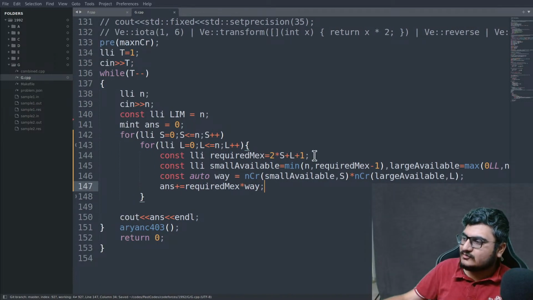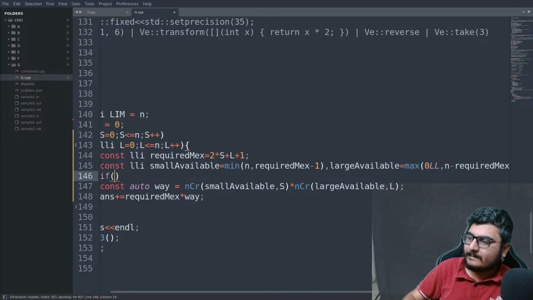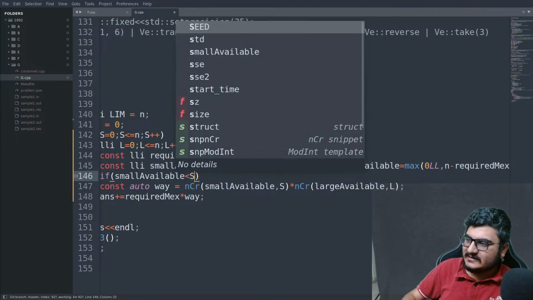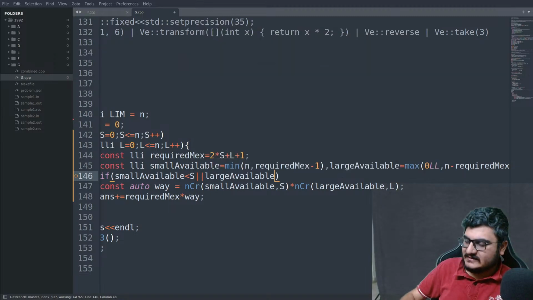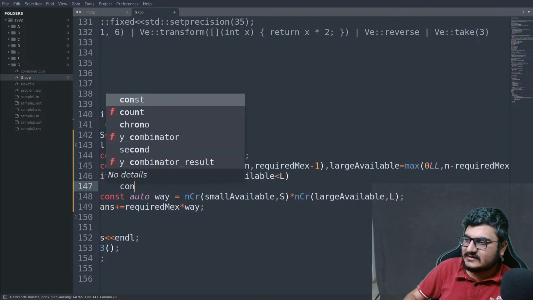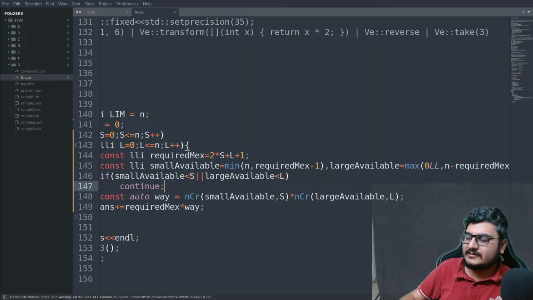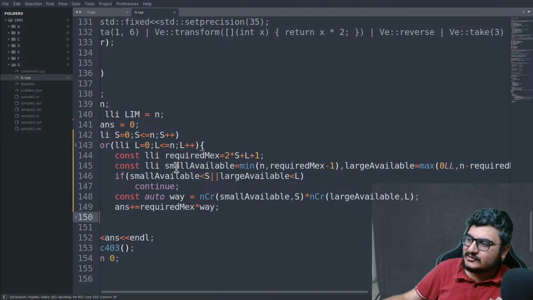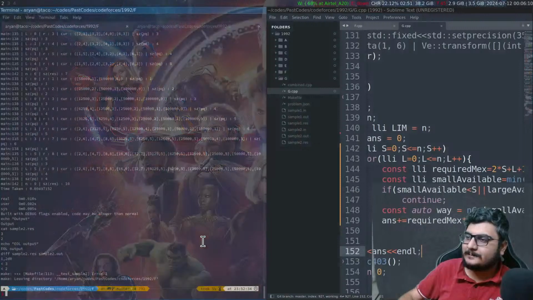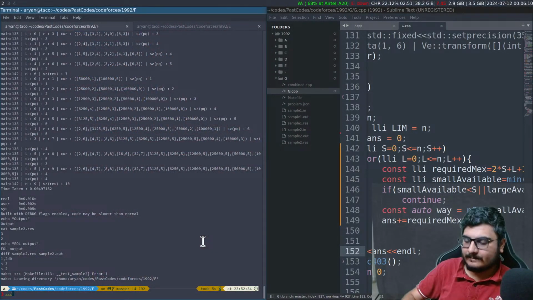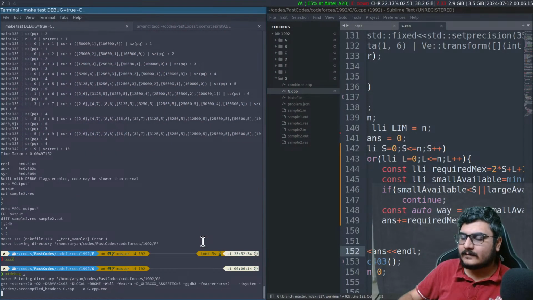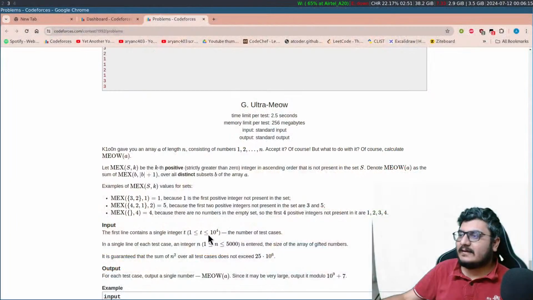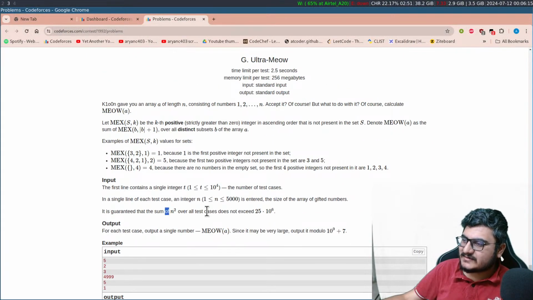You might want to check that if small available is less than S or large available is less than L, then the case is impossible. So that is something you can do, but my NCR used to give 0 for such cases, so I did not need it. And this kind of gives a hint that something of order n square time complexity would be required here.